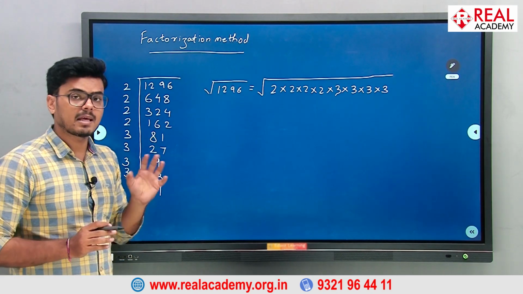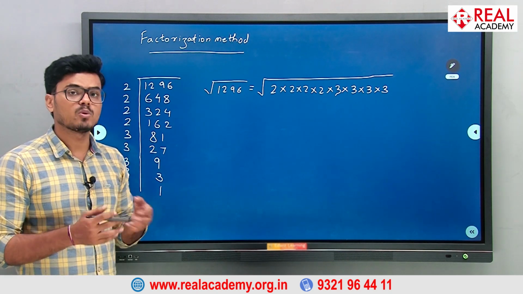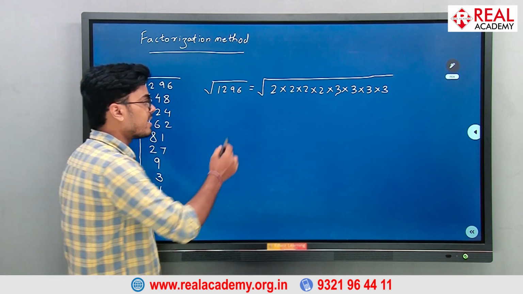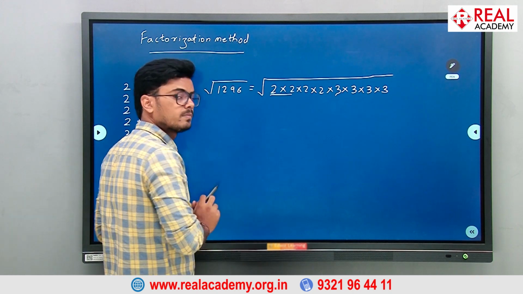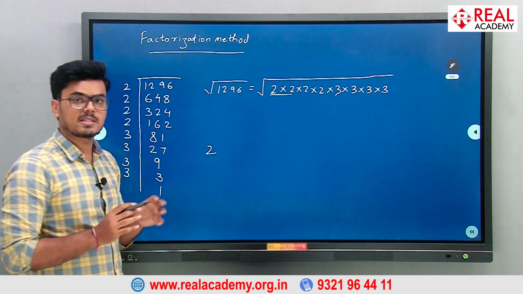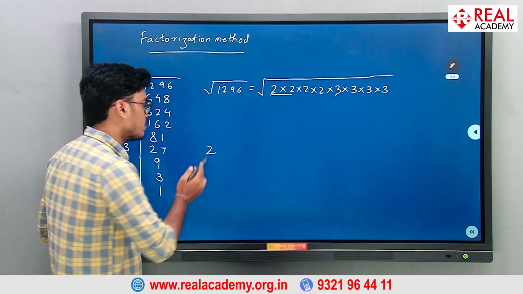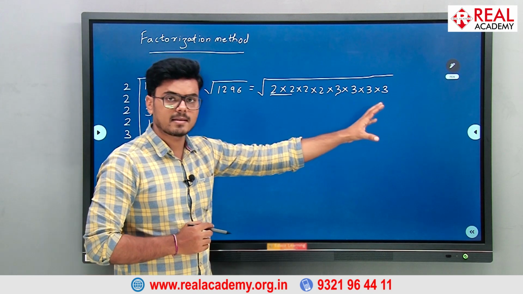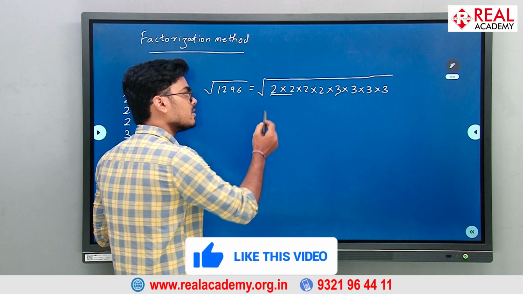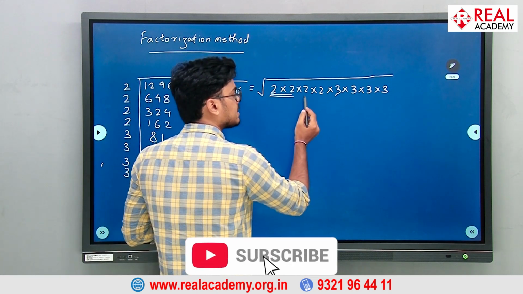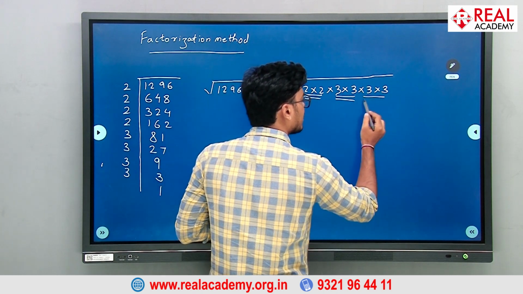Now how is this helpful? Remember I told you the meaning of square root, and I told you the meaning of square. So if we have to find the square root of 2 into 2, the answer will be 2. Now wherever you can find pairs, you have to take the number outside the square root and write the answer. So this is one pair of 2, this is the second pair of 2, this is one pair of 3, and this is the second pair of 3.